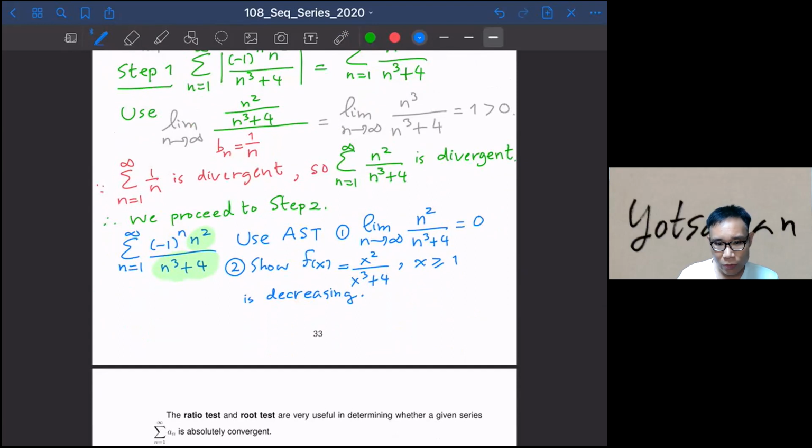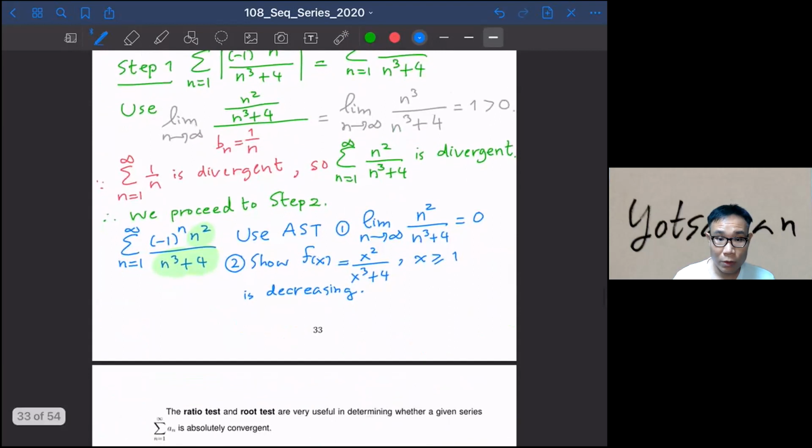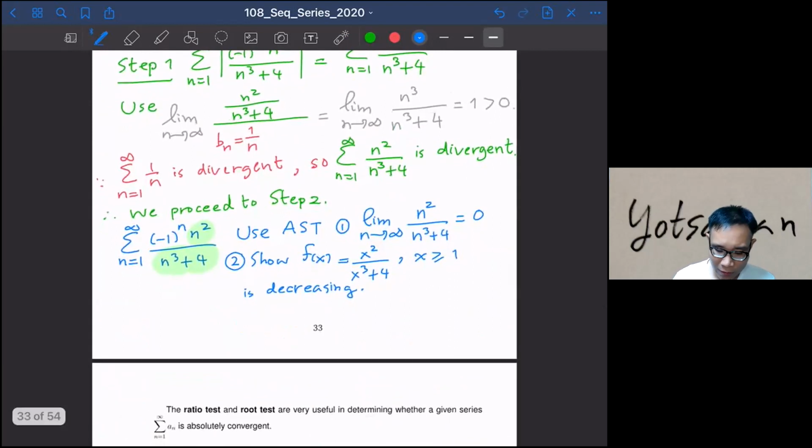So I'm going to let you do this one on your own first, and then I'll give you the solution during the recitation. You must show this one, and it's going to turn out to be convergent by AST, and it's going to turn out to be conditionally convergent. So for this one, we can answer conditionally convergent, but please finish this one on your own first to see whether you understand what I am doing.